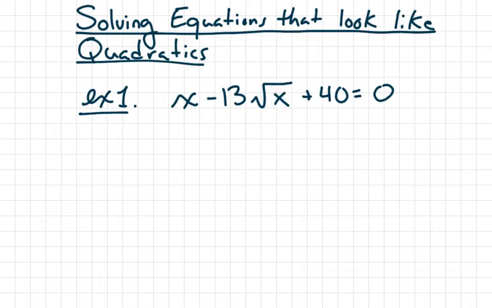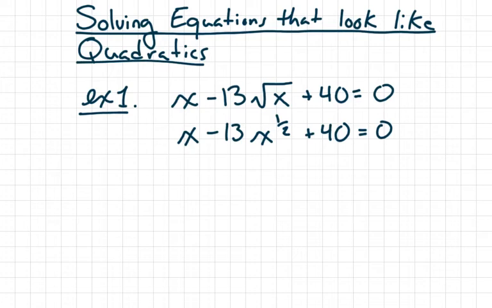So if we look at it in a slightly different way, if we look at it like this, maybe this will help. So there's a relationship here, right? I have an x squared and an x. If I was to square both of those things, I would have x squared minus 13x plus 40. And that's a quadratic that I can solve.